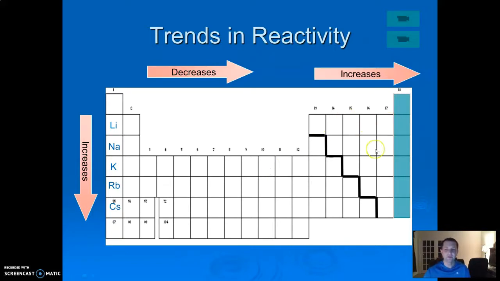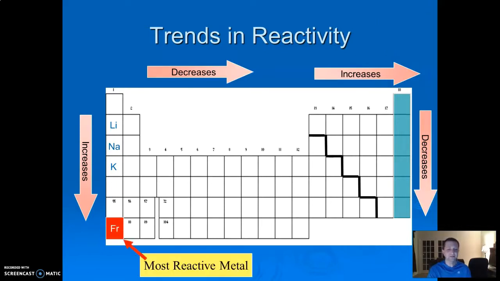But we look at group 17 then, the halogens, very, very reactive nonmetals. And you recognize some of those. And then as you go from top to bottom, the reactivity decreases. So how could we remember some of this? Well, the most reactive metal is going to be francium.